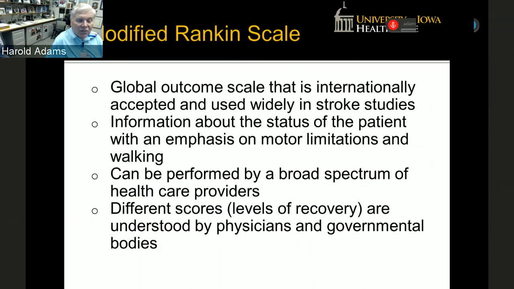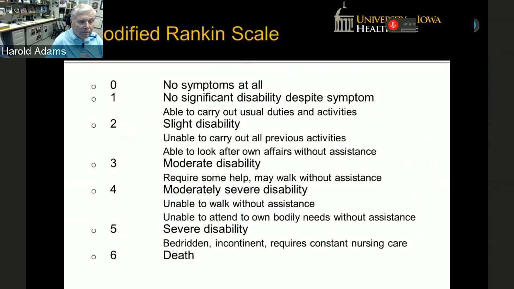Still, it gives different scores and levels of recovery that can be understood by the public, by physicians, and governmental bodies. The scores are 0, no symptoms at all, to 6, dead. The no symptoms at all is a very hard score to get if you really look at it. So if somebody goes hiking after a stroke and does well, but by the end of the 5-mile hike has a little dragging of the leg, that would move him down to a score of 1. So it is very hard to achieve a 0.